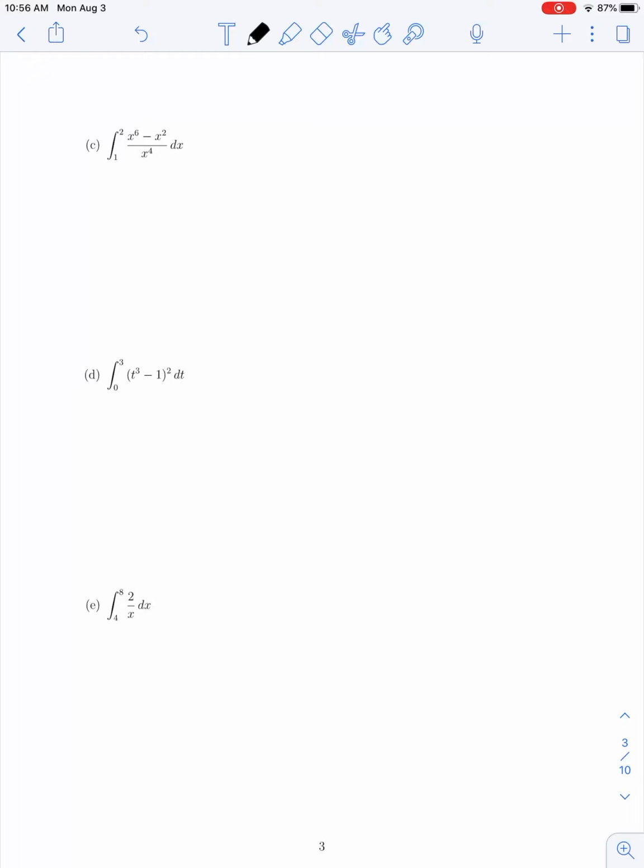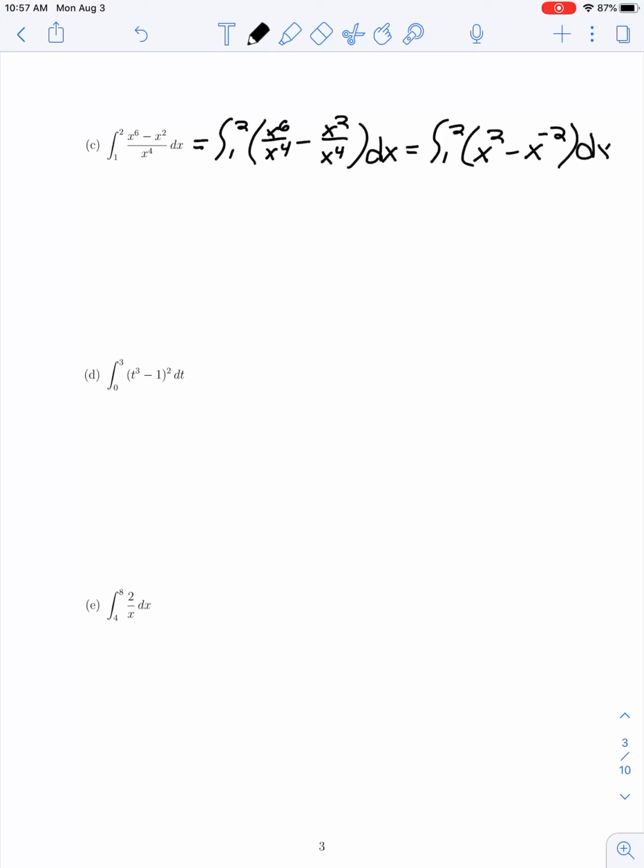We could try to use a substitution here, but a substitution actually isn't necessary. If we split this fraction as x to the 6th over x to the 4th minus x squared over x to the 4th dx, then this reduces nicely. We have the integral from 1 to 2 of x to the 6th over x to the 4th, which is x squared, minus x squared over x to the 4th, which would be x to the negative 2 power, or 1 over x squared.